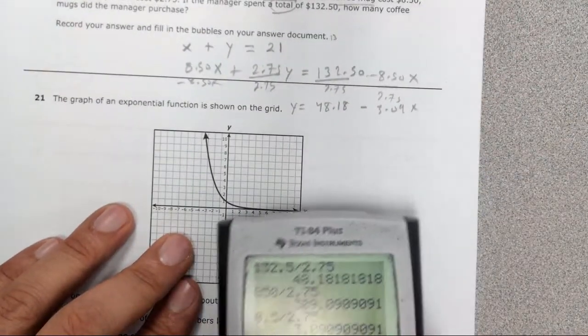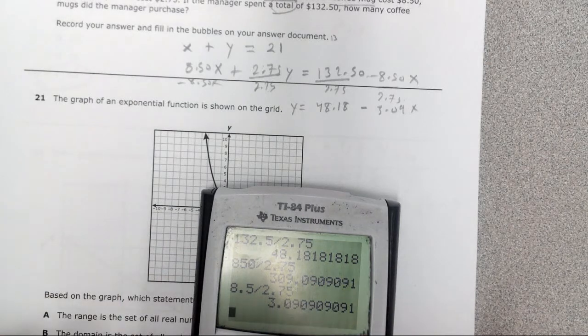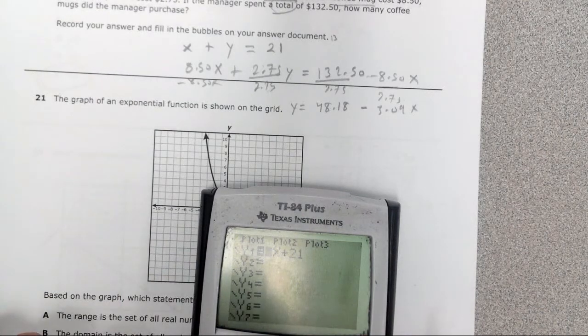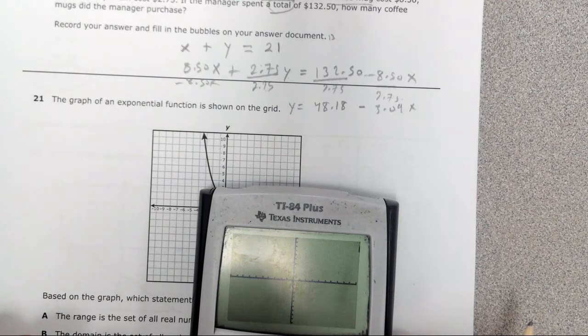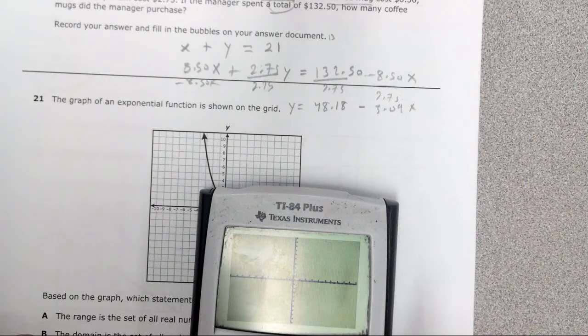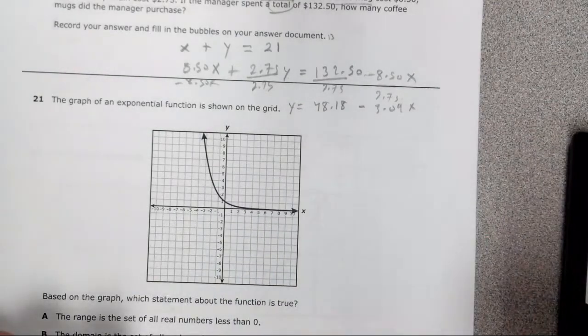Alright, let's graph it together. I can't see it, so I'm going to zoom out. Second, trace 5, enter, enter, enter, and as you can tell, they meet at 13.